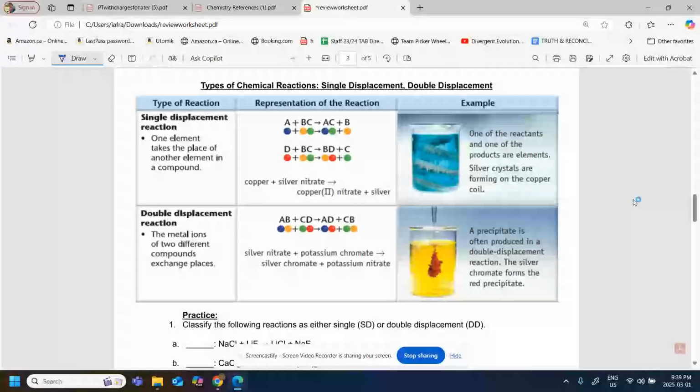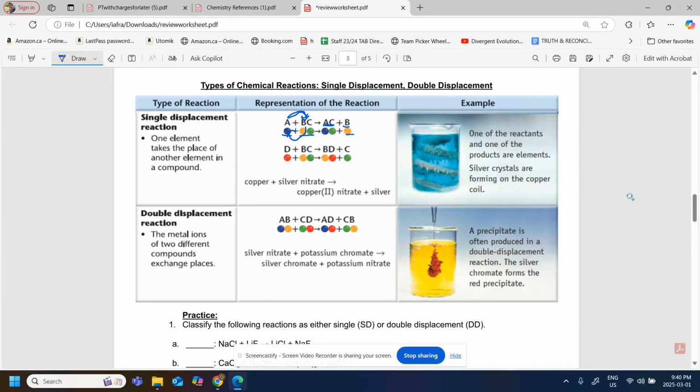In this video, we're going to see the difference between single displacement reactions and double displacement reactions. Single displacement reactions is where you have one element that's alone reacting with a compound. That one element will kick out an element from the compound, and they'll switch spots. So in this situation here, A kicked B out. So B is alone now, and now A is with C. So A plus BC gives you AC plus B.